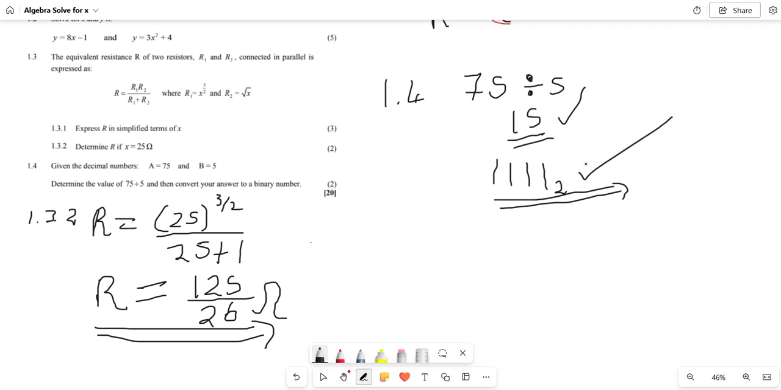That is that about the Department of Basic Education, Eastern Cape, June 2022. Mark allocation in this case 20 marks.